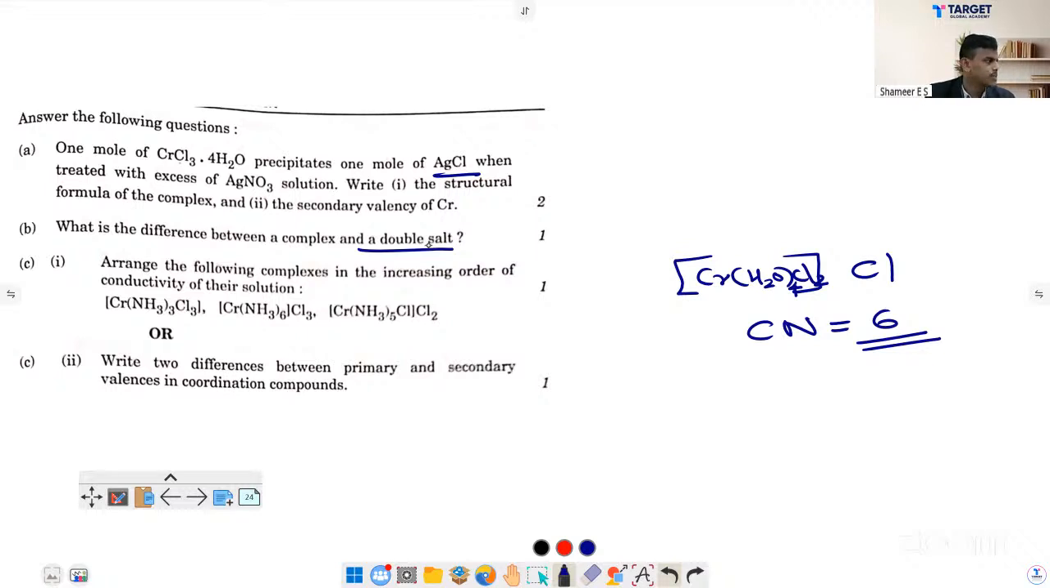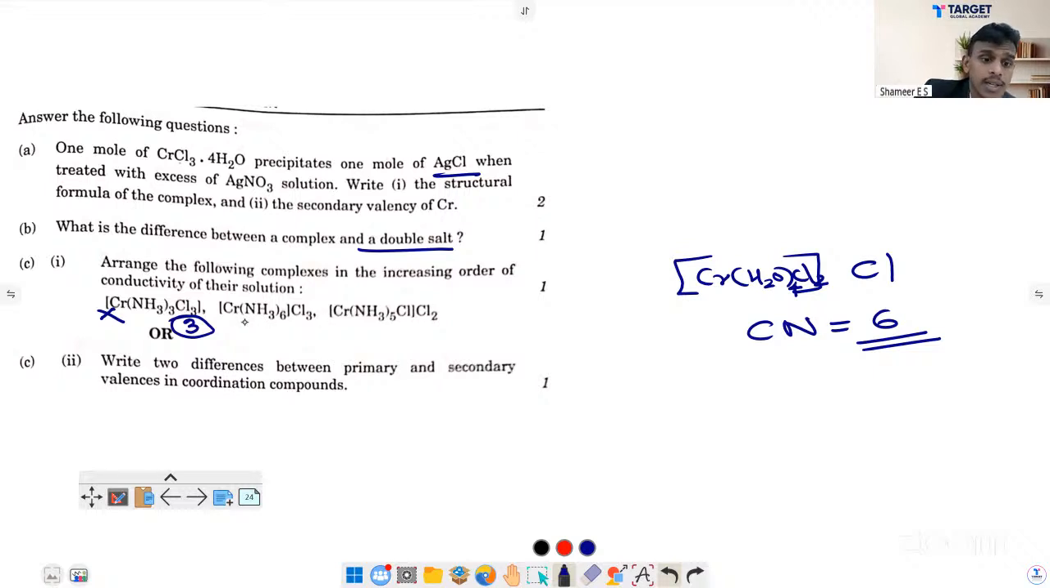Arrange the following complexes in the increasing order of conductivity. Conductivity will increase if the number of ions increases. Here, no ion, least conductivity, at the end. This is the third one. Then here, most ions. This is the first one. 4 ions are there, right? Here, this is the second, because 3 ions are there: 3 chlorine, 2 chlorine, and 1 coordination.